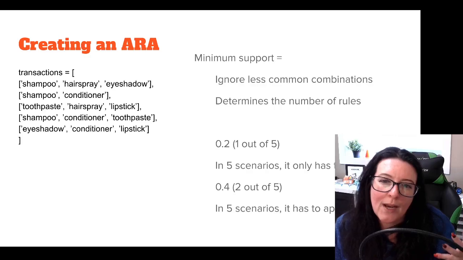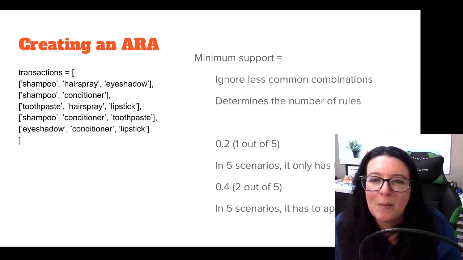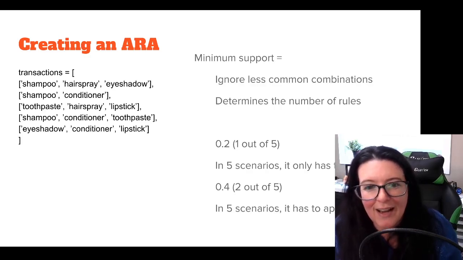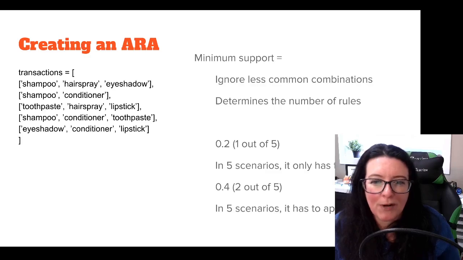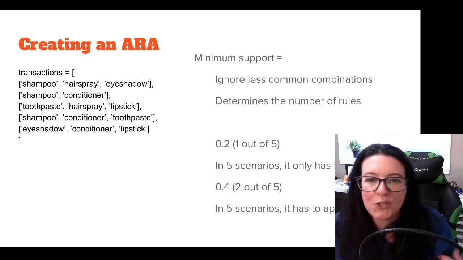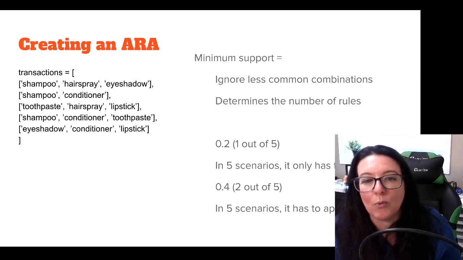So likely you want to have a minimum support that's more than 20% if you only have 5 different transactions, because everything that's in your transactions will become a rule, right? So maybe you want it to be a bit more frequent. So I could put it at 40%, for example. It would have to appear 2 out of the 5 times in my transactions before it became a rule.